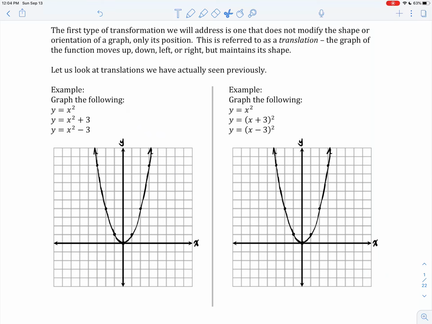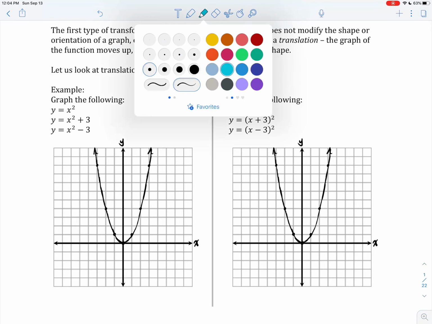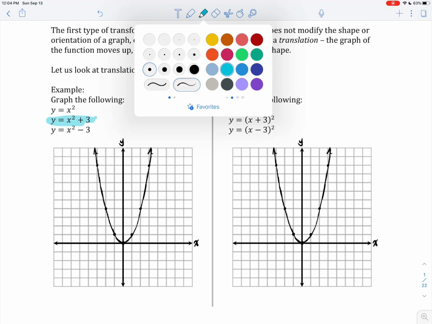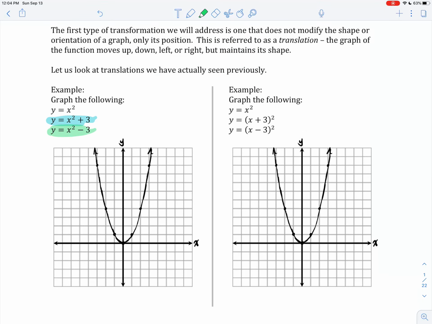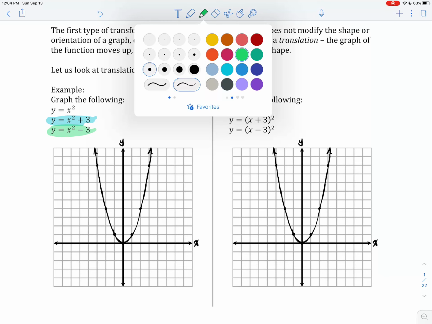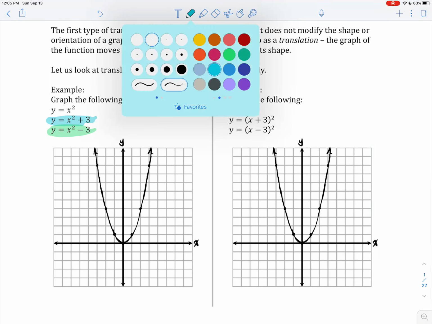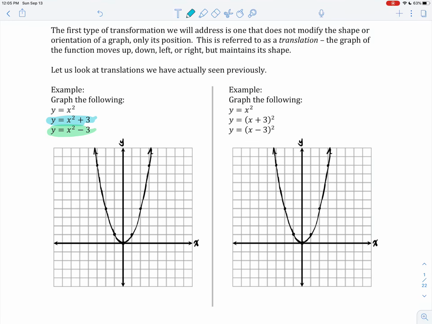Take a moment, graph y equals x squared plus 3, y equals x squared minus 3 as well. I'll use this color there, and something closer to this color here. Again, take a moment, try to do that on your own. Make sure you can graph that. And then we'll do the same on this other side as well.